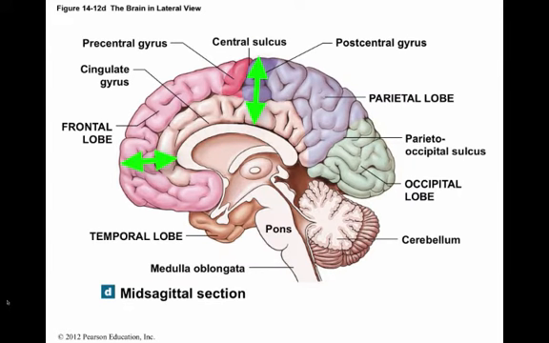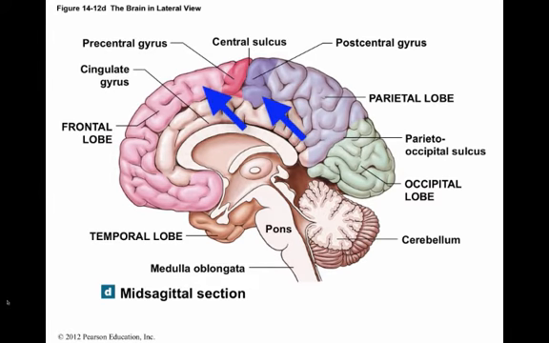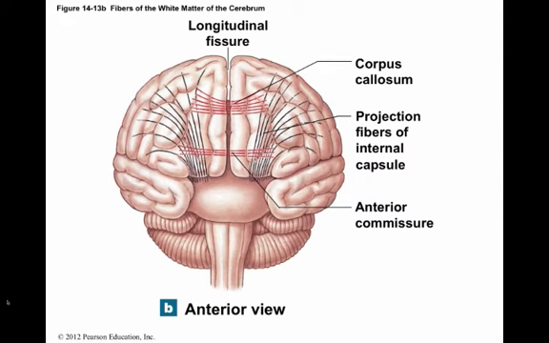A layer of cerebral cortex covers the paired cerebral hemispheres. The cerebral cortex layer is anywhere from 1 to 4.5 millimeters thick. The gyri increase the surface area of the cerebral hemispheres. Over the course of human evolution, the cerebral hemispheres have enlarged at a much faster rate than the rest of the brain. The two cerebral hemispheres are separated by a deep longitudinal fissure.